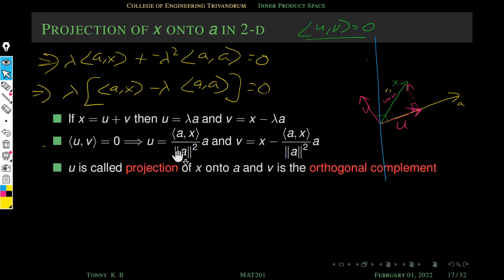The vector u is called projection of x onto a, and v is called orthogonal complement. Suppose instead of x, our x is like this. Then how to find the projection? Projection is always the perpendicular projection. So for finding the projection, you have to extend this vector in this direction and take the projection at 90 degrees. So this vector is the projection of this vector in the direction of A.